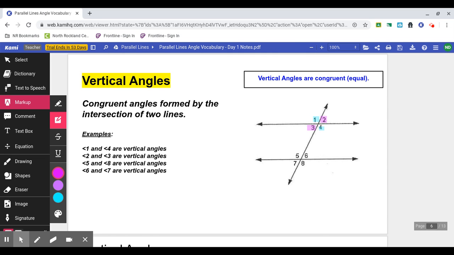Okay, if we look at that second parallel line, angle 5, use a different color, angle 5 and angle 8 are vertical angles, which means they are equal to each other. And angle 6 and angle 7 are vertical angles, again, because they're opposite of each other, or on opposite sides of that point of intersection. So they're vertical, so they are equal to each other.